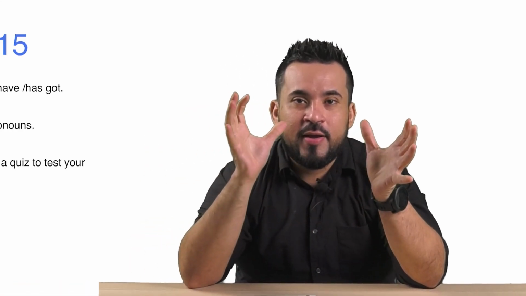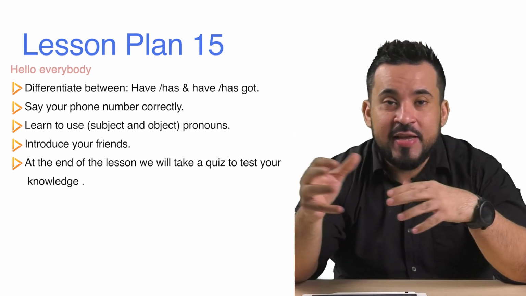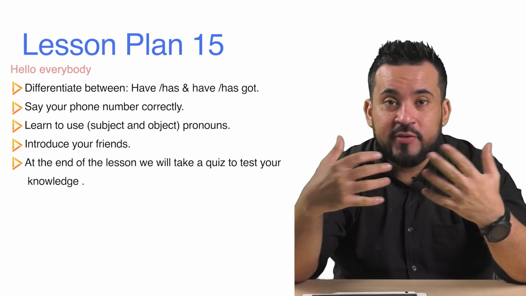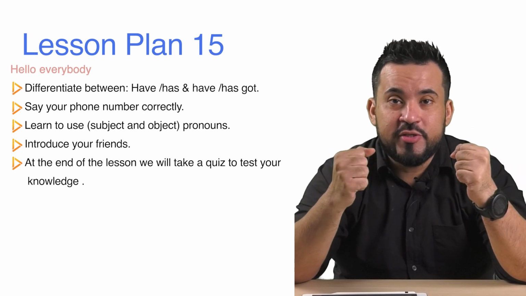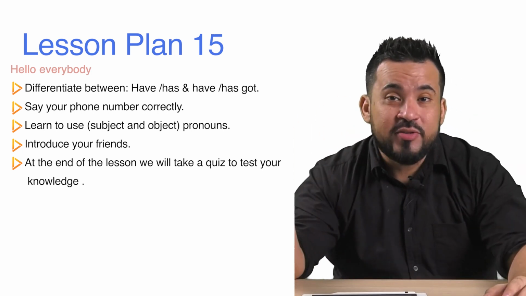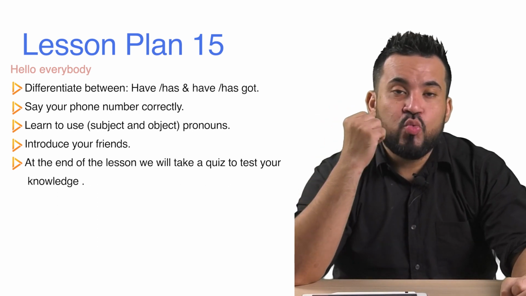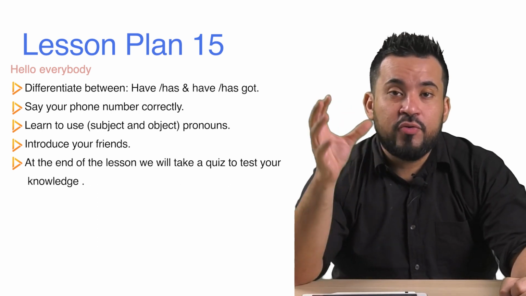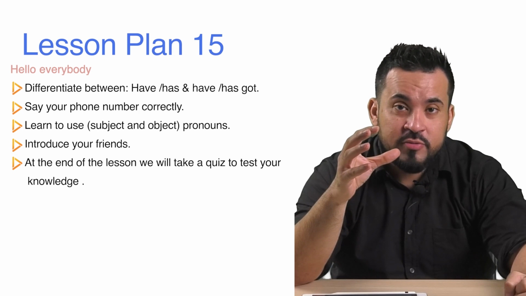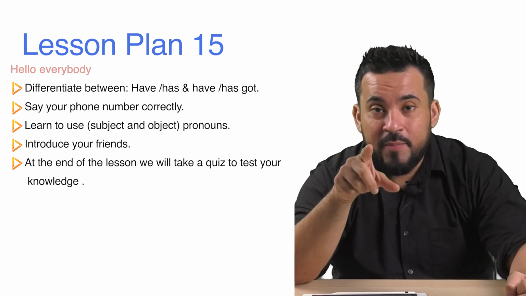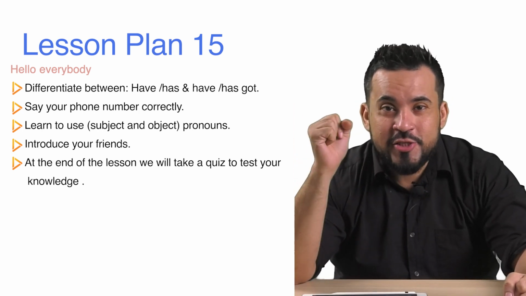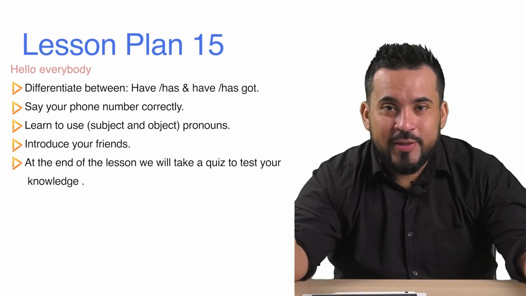Today we will talk about have and have got and has got, how to differentiate between them and how to use them. We'll also talk about how to say your phone number correctly, and we will cover the subject and the object pronouns. Also, we'll talk about how to introduce your friends. So, you ready? Let's get to it.